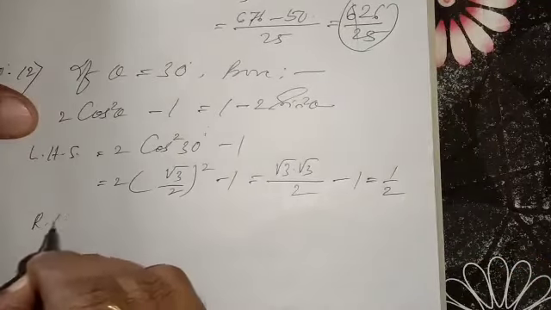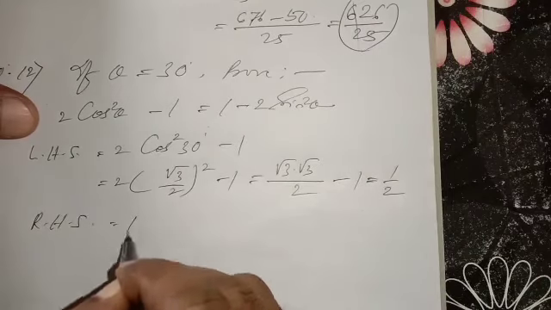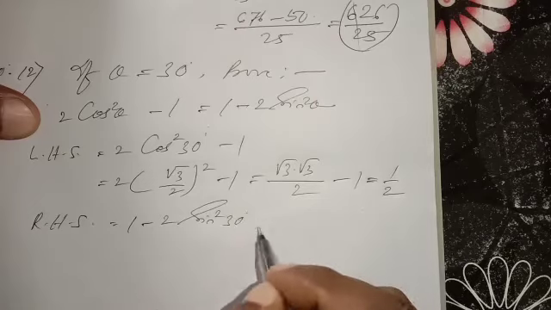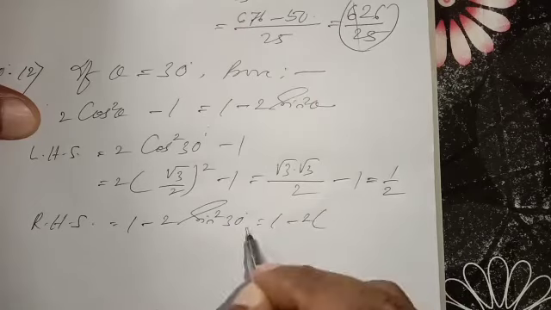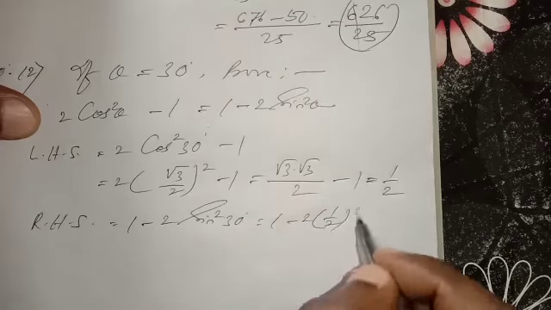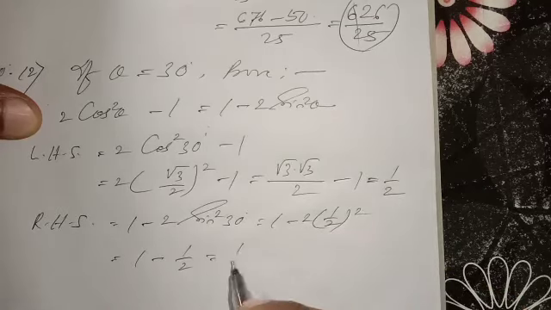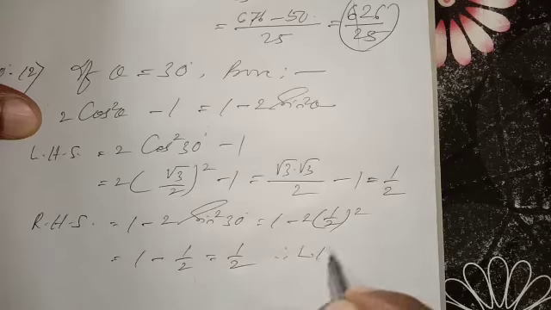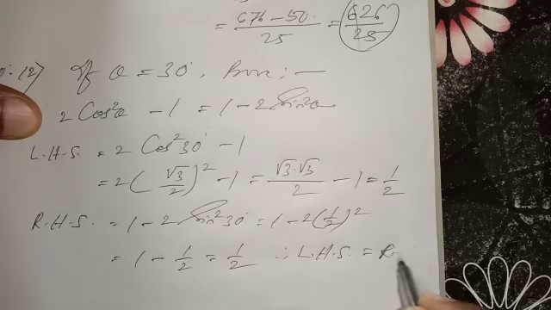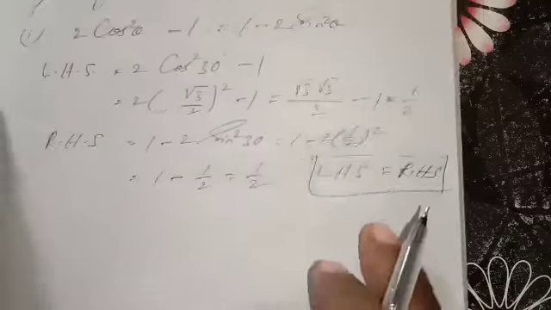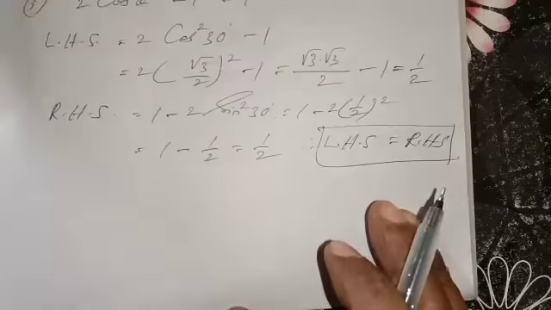And the right hand side, you see how much is coming. Right hand side is 1 minus 2 sin square 30 degrees. Sin 30 is 1 by 2, so 1 minus 2 into 1 by 2 whole square. You will get 1 minus 1 by 2, which is equal to 1 by 2. Therefore, left hand side is equal to right hand side. In this way, the first part is proved. The second part, you see, the second part question is given.